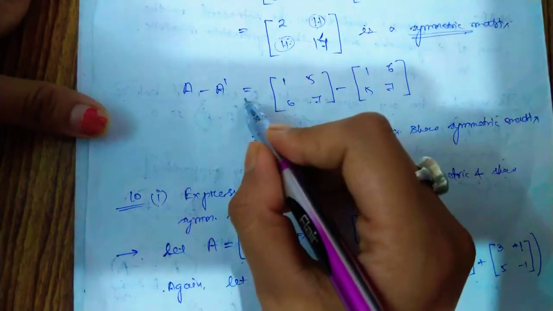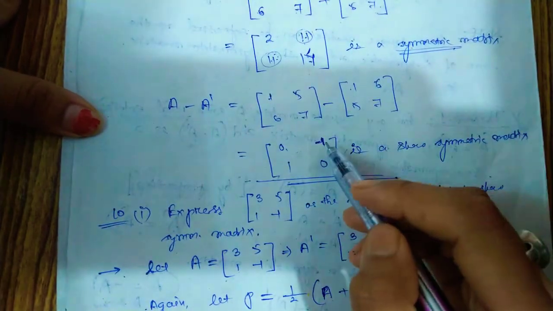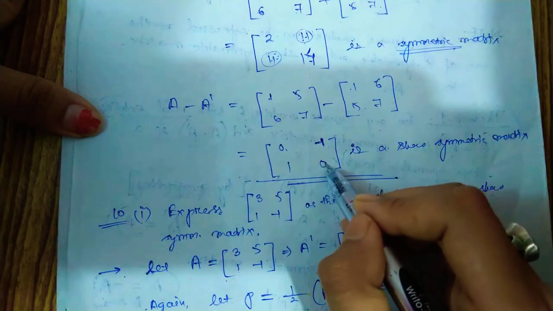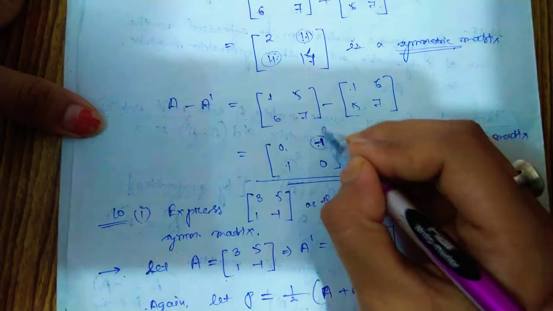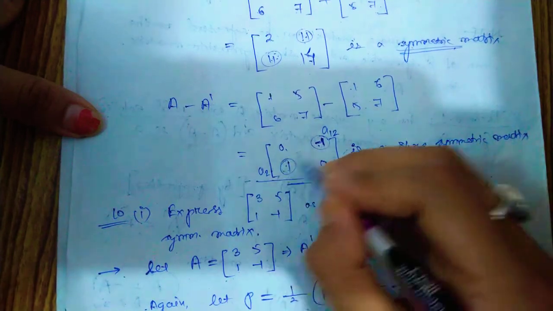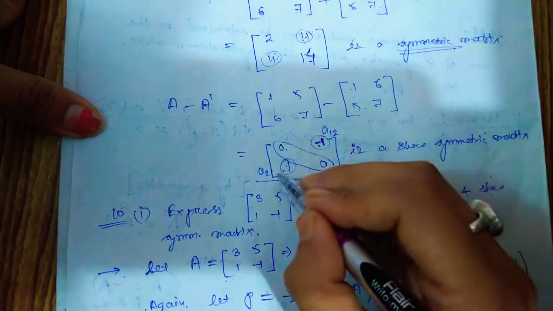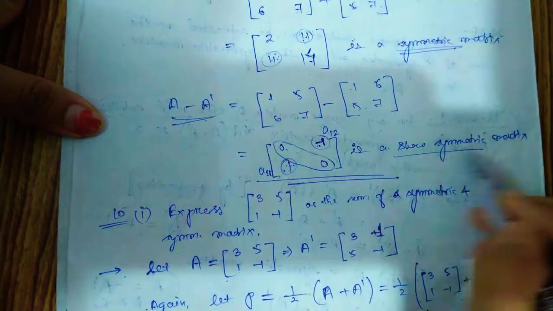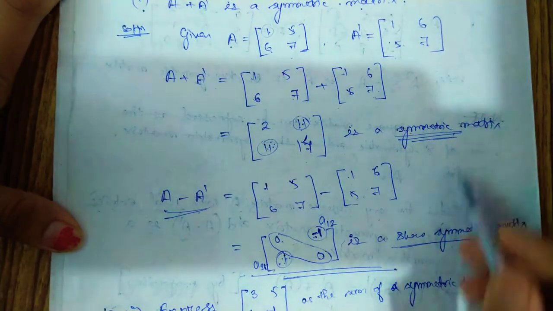Next, A minus A transpose: 1 minus 1 is 0, 5 minus 6 is minus 1, 6 minus 5 is 1, 0. Here Aij and Aji, that is A12 and A21, are the same but opposite in sign, and the diagonal elements are 0. So A minus A transpose is a skew symmetric matrix, and A plus A transpose is a symmetric matrix.